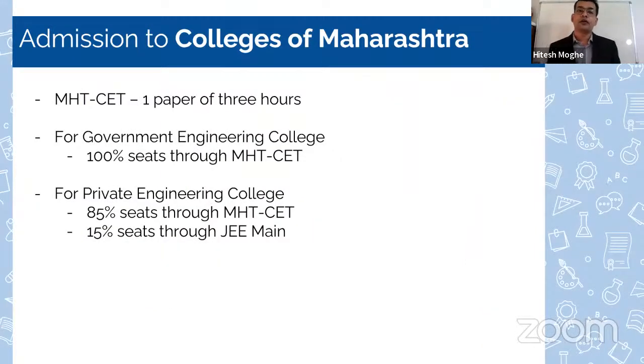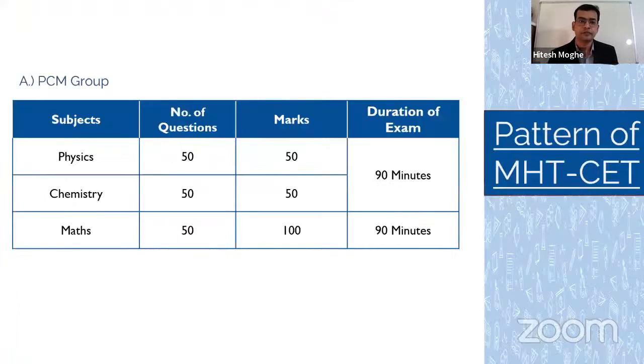Okay, now if I talk about admissions to colleges in Maharashtra, then you have to appear for Maharashtra CET. As of now, that is the exam. And Maharashtra CET is again one paper of 3 hours, in which again there are 2 sections. You get 1.5 hours for mathematics and 1.5 hours for physics and chemistry combined. So in the 1.5 hours of the math section, you get 50 questions and each question carries 2 marks. There is no negative marking.